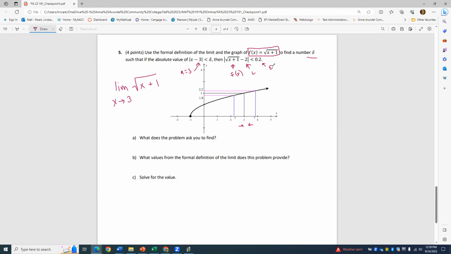Okay, so for this problem, again, they're saying this is f of x, this last piece is absolute value, the square root of x plus 1. They're saying that's f of x minus 2. That's the limit. And we can see that on the graph too. Like the y value is at 2, right? And then they're saying epsilon is less than 0.2. Okay, and that's why they have on the graph 2.2 labeled and 1.8 to try to give you like a visual cue of what they're talking about.